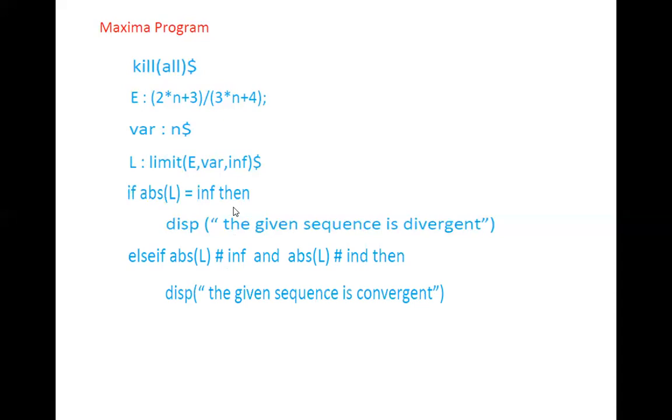Now I have discussed divergent and convergent. So the other option left is oscillatory. If I just use else, it will automatically take the third option. So I can write else, the given sequence is oscillatory.